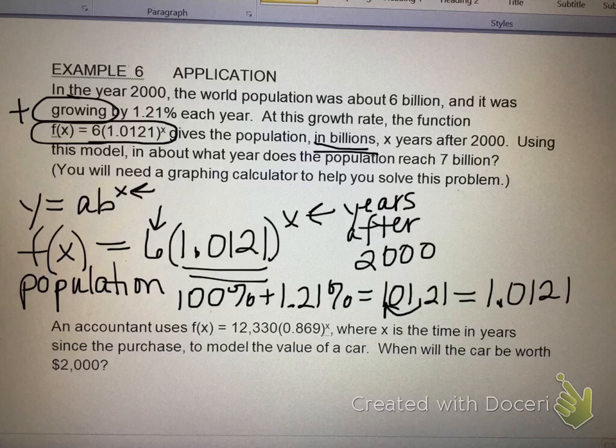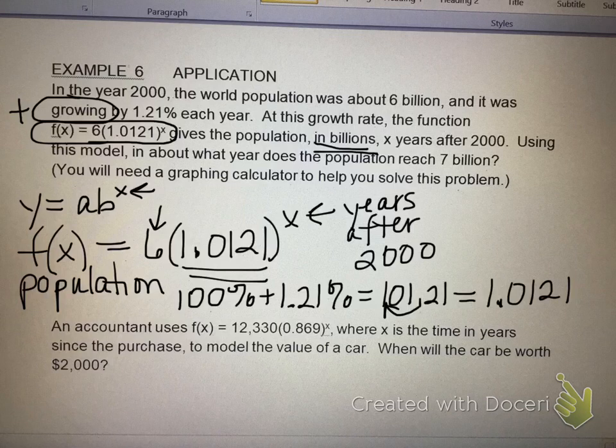Okay, so here's where you're going to need your calculator. Get that out, turn it on, and press y equals. Beside y1, I want you to type 6 times 1.0121 raised to the x power. Now get that in there. Once you have that in there, we don't need to see the graph of it. We need to see the table. So I want you to hit second graph and access the table.